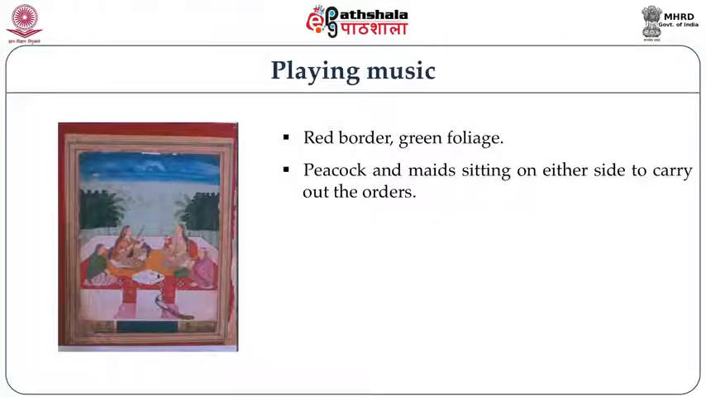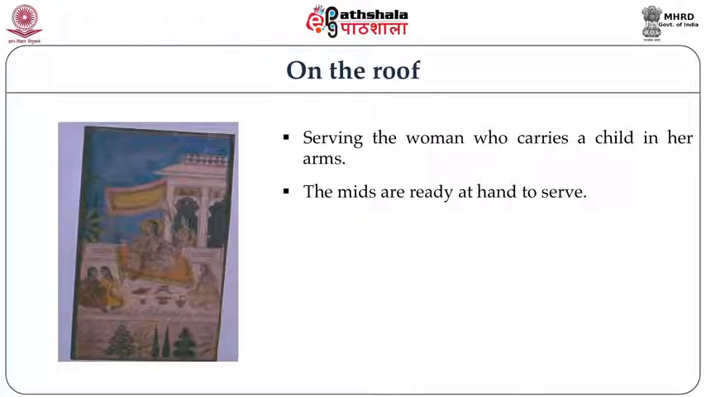You also have women depicted who are playing music. You can see peacocks, maids sitting on both sides of these women to carry out orders. There is a red border, green foliage, which can be seen in this painting. There are various paintings depicting women sitting on the roof. You have lots of maids ready to serve them. There is also a maid servant carrying a child in her arms, and the royal woman is sitting there enjoying the scene.